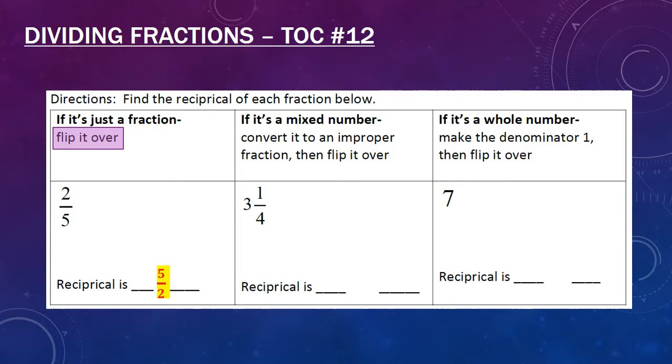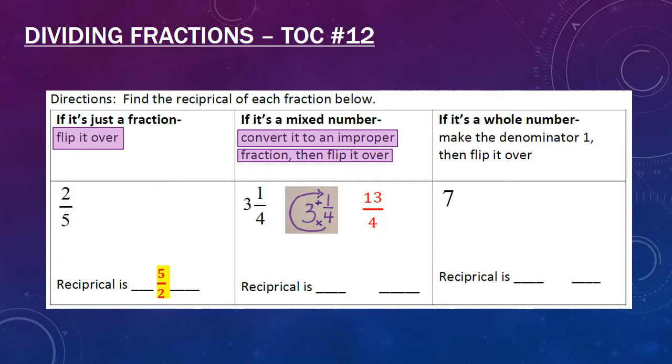If it's a mixed number, you have to convert it to an improper fraction before you flip it over. So if we look at our example, we have 3 1/4, which means we use that magic C, touch the denominator and go around and touch the numerator. And then you're going to multiply 4 times 3 and add 1. And I would get 13/4. So now that I have my improper fraction, now I can find the reciprocal, which means I just flip it upside down. So it becomes 4/13.